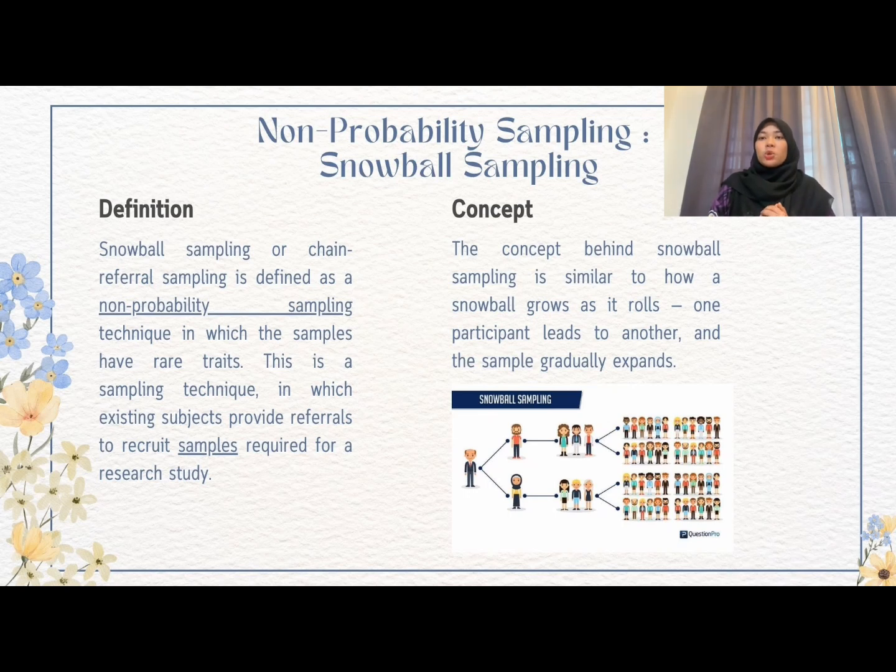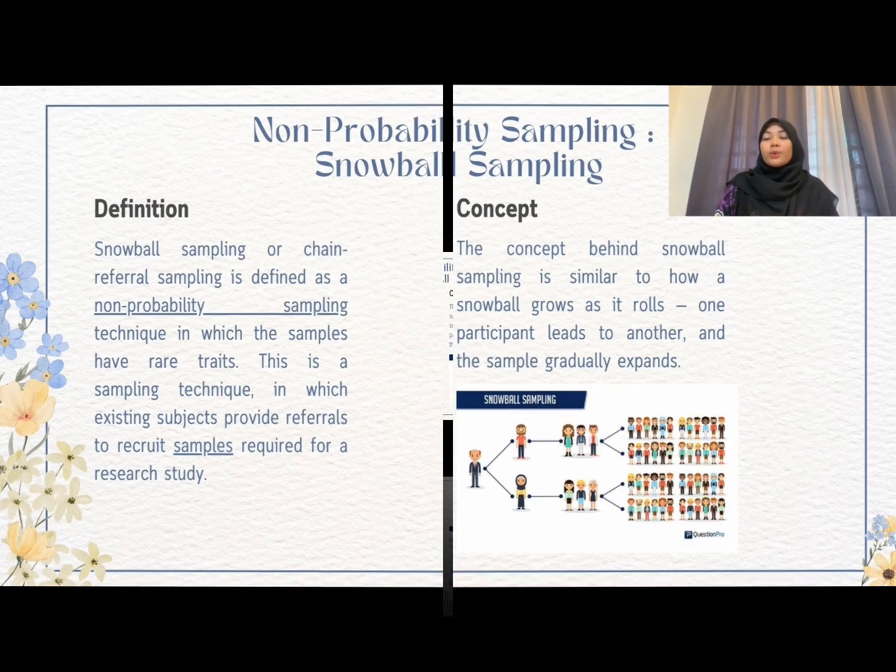The process usually begins with a small group of initial participants known as seeds. These seeds are chosen by the researcher and are then asked to refer others who meet the criteria of the study. Each new participant may, in turn, refer more people. Over time, the sample size increases like a snowball rolling down a hill.